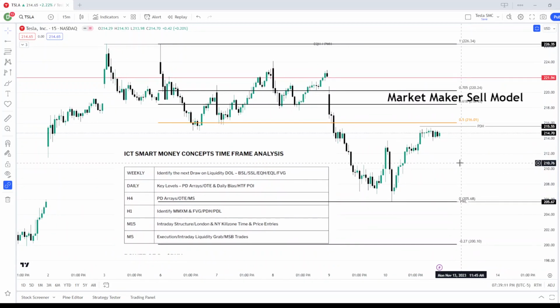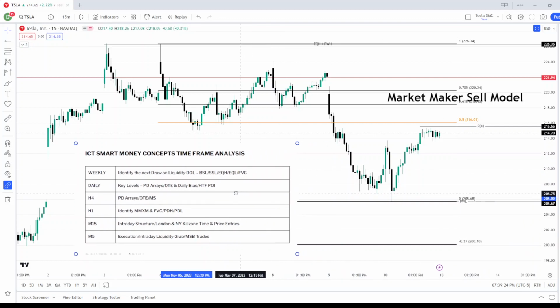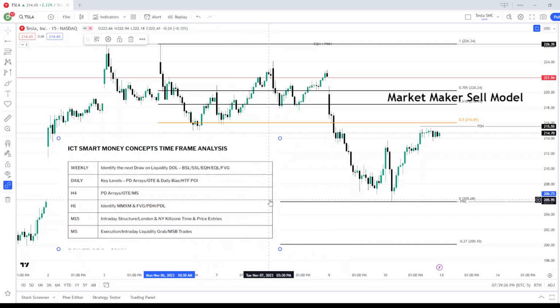And then again, Monday we'll be looking for accumulation, Tuesday manipulation, Wednesday distribution, Thursday is distribution or a reversal, and then again Friday reset. So important to know quarterly theory if you are an ICT or a smart money trader.